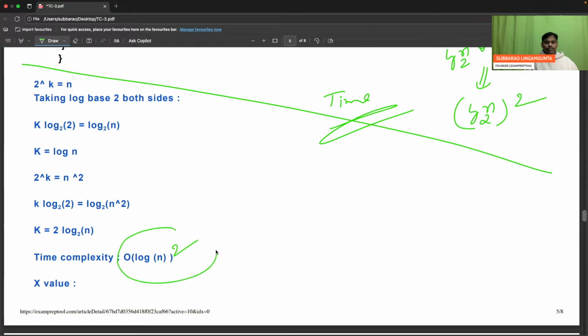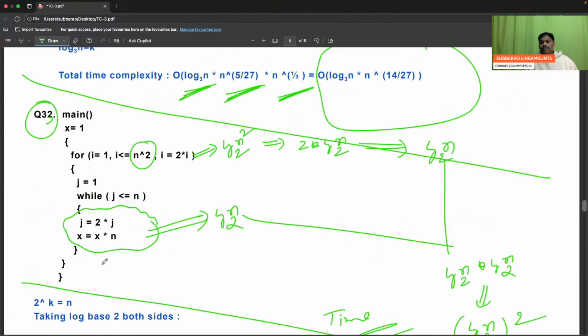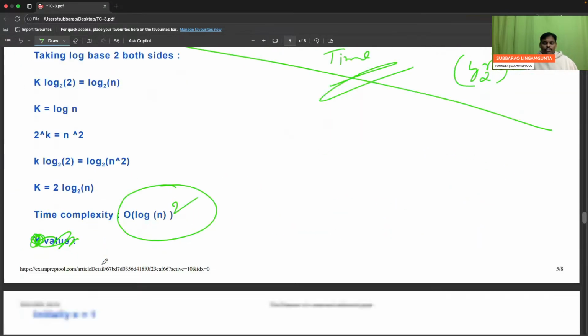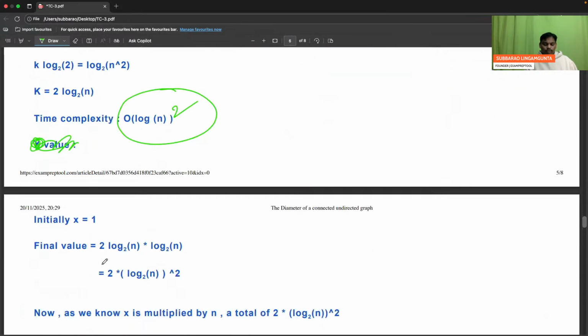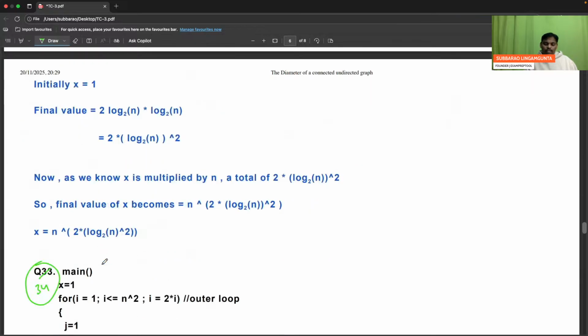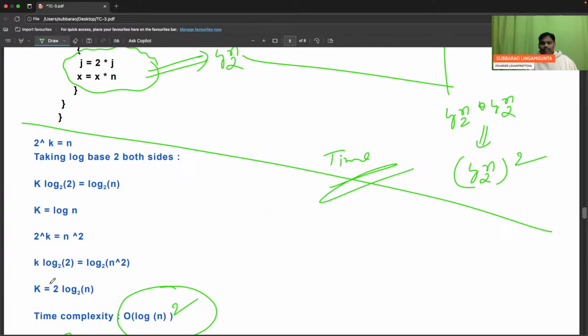I will change it. He is asking for the x value, but our goal here is only time complexity. So please be careful. The time complexity of this program is log n base 2 whole square. The value is also written, so you can verify yourself. Our goal is only time complexity.